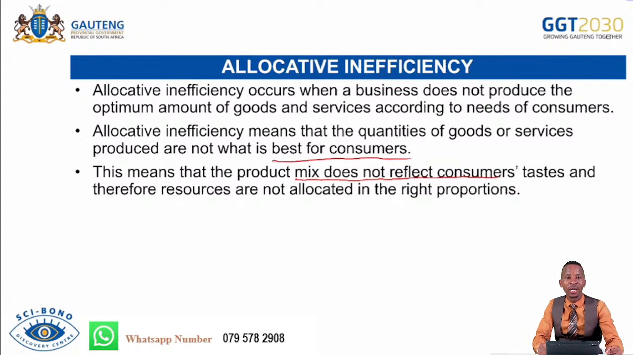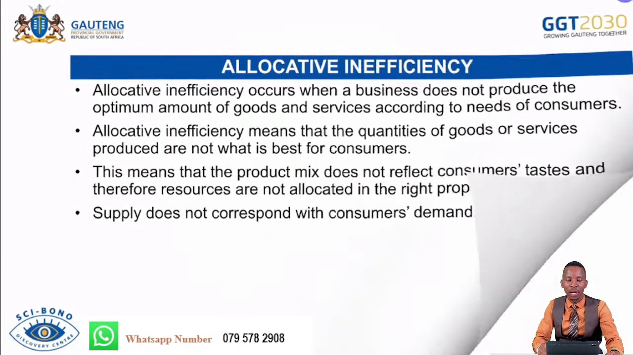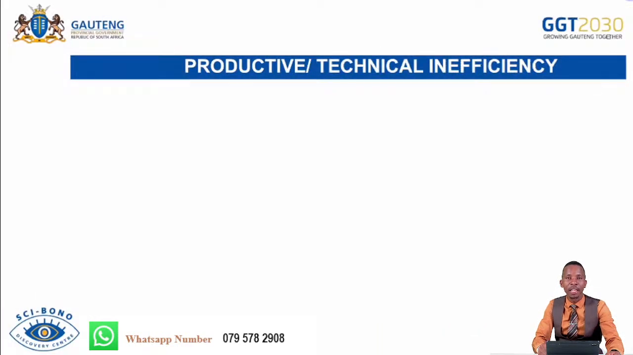So the consumer taste is compromised and is not well reflected by what is being produced by the producer. Supply does not correspond with the consumer demand. This goes to the point whereby consumers are demanding more of the product, but the supplier is supplying less of what is demanded by the consumer. Therefore, that goes straight to the allocative inefficiency. And then the productive inefficiency or technical inefficiency.